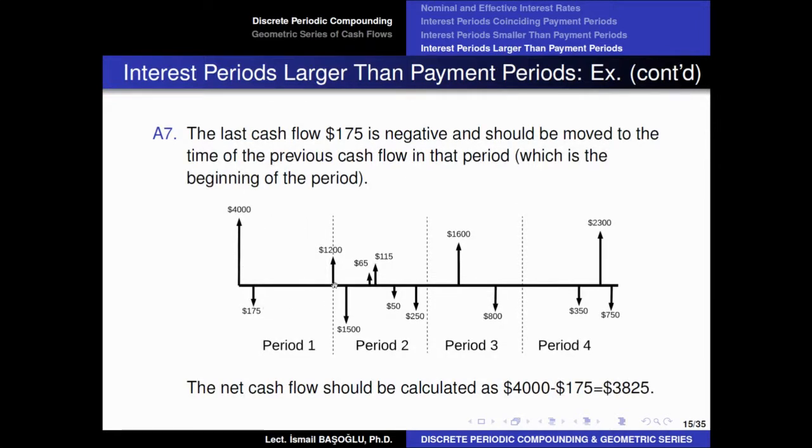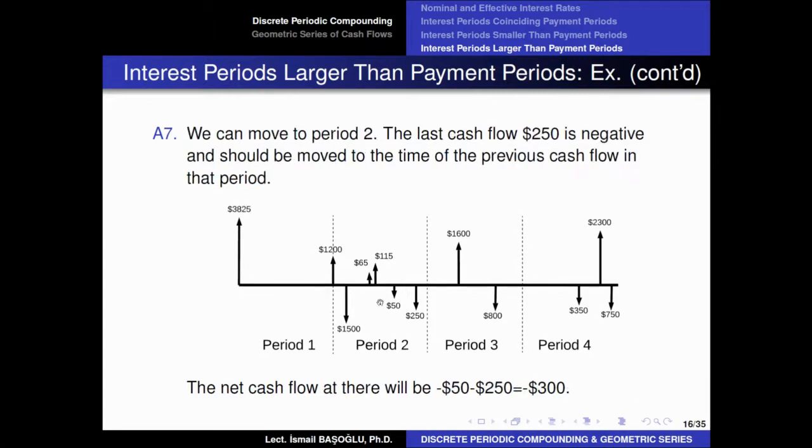Now, in the rest of the first period, the last cash flow is negative $175. And remember, when it is negative, we move it left, not right. We move it left, but not to the beginning, to the previous cash flow. However, in this situation, the previous cash flow occurs in the beginning. So we take this 175 to the previous cash flow. When we take it there, there will be a positive $4,000 and a negative 175, and we need to calculate the net cash flow, which becomes $3,825. So on the next page, as you can see, we change it to $3,825 of net positive cash flow.